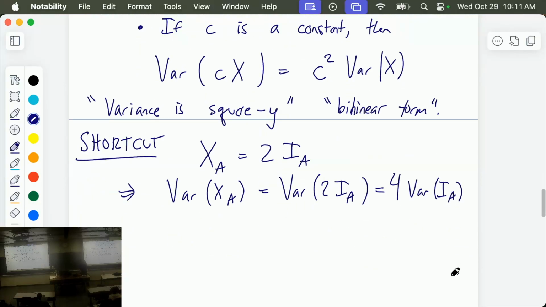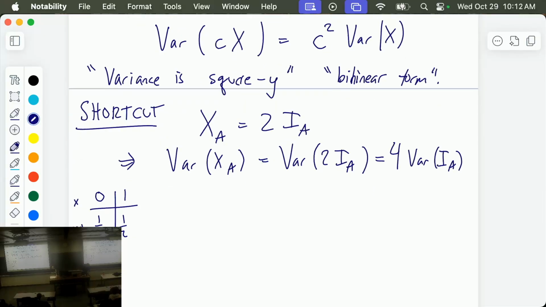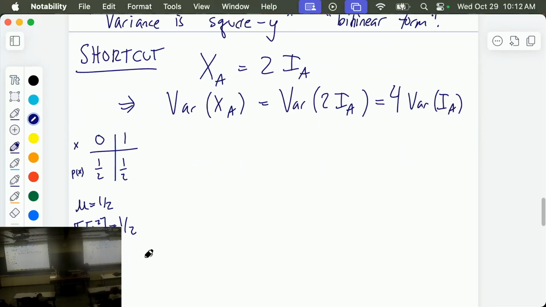But remember, a single coin flip is quite easy. So it's either 0 or 1 with probabilities 1/2. So there's x and p of x. And so the variance of a single coin flip, the mean is 1/2, and the expected value of x squared is also 1/2. And so the variance is 1/2 minus 1/2 squared, also known as 1/2 times 1 minus 1/2, also known as a quarter. So Alice gets 4 times a quarter, which is 1.